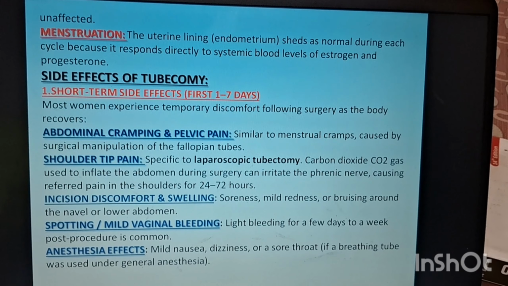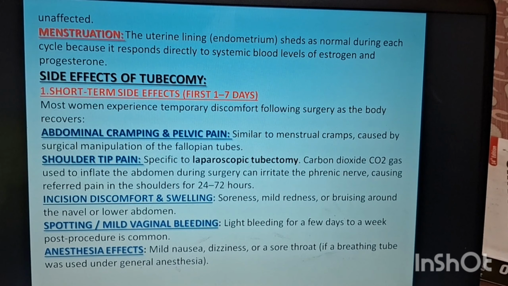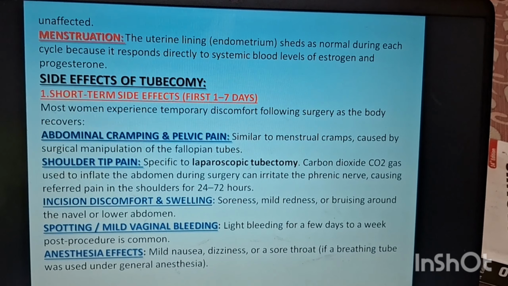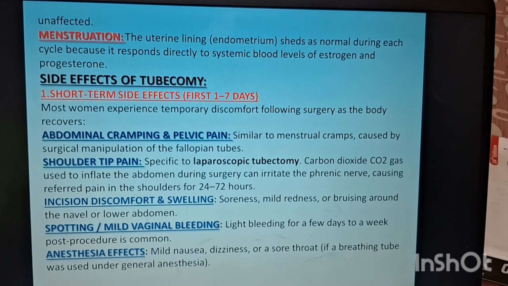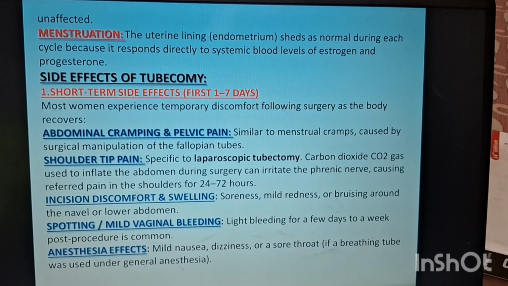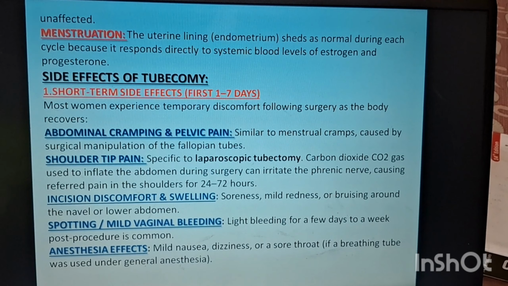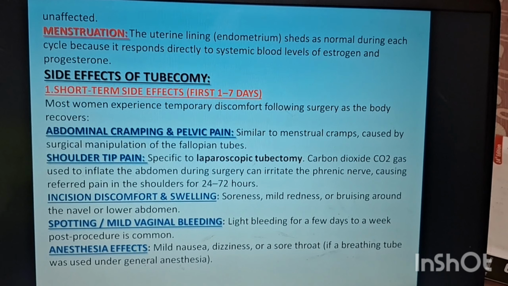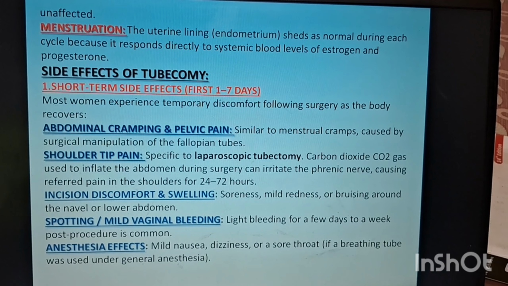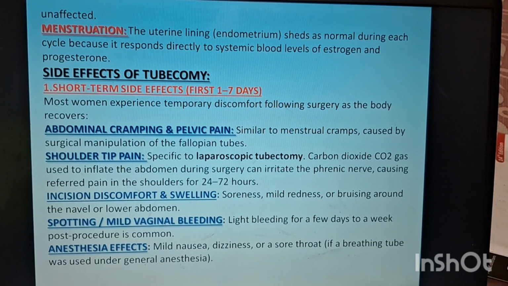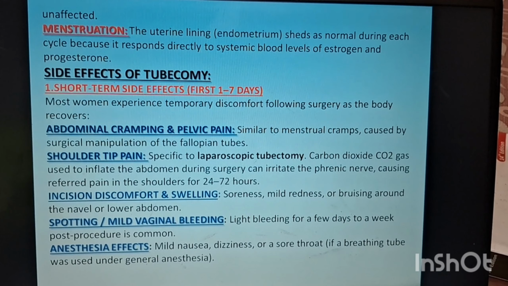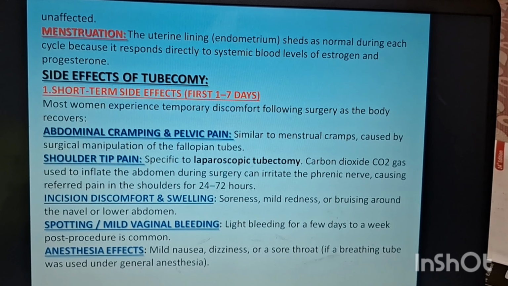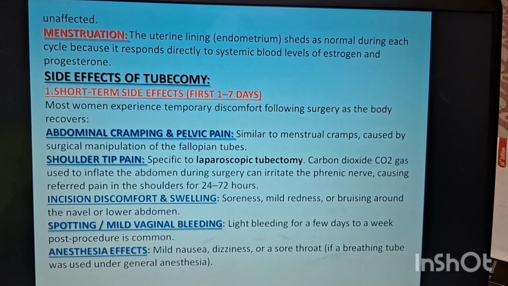First is short-term side effects, that is first 1 to 7 days. Most women experience temporary discomfort following surgery as the body recovers. First is abdominal cramping and pelvic pain, similar to menstrual cramps, caused by surgical manipulation of the fallopian tubes. Next, shoulder tip pain. Specific to laparoscopic tubectomy, carbon dioxide, that is CO2 gas, used to inflate the abdomen during surgery can irritate the phrenic nerves and cause referred pain in the shoulders for 24 to 72 hours.